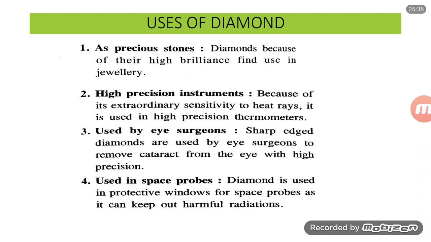Used in space probes. You know that when the astronauts go to space, the spacecraft can get exposed to cosmic radiations, which is very harmful. So diamonds can be used in protective windows for space probes, as they keep out harmful radiations.